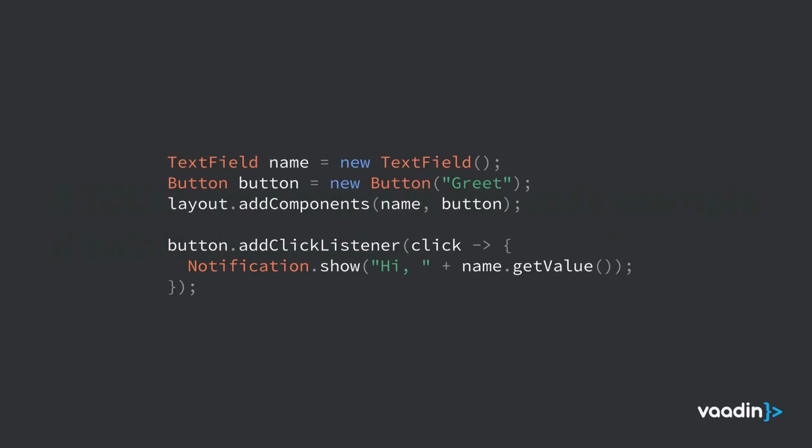So in order to illustrate that, let's look at a very simple example. We have a text field, we have a button added to a layout. And for the button here, we add a click listener that just gets the value from the name text field and shows that in a notification.